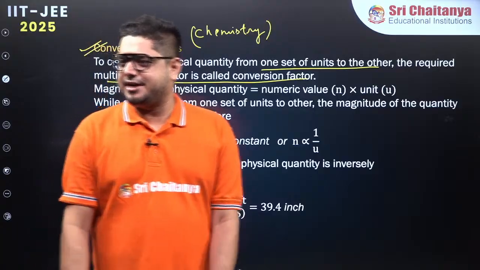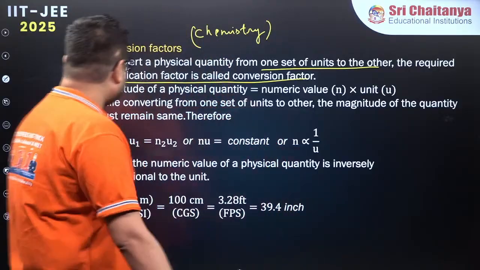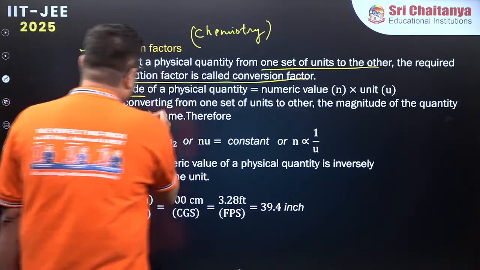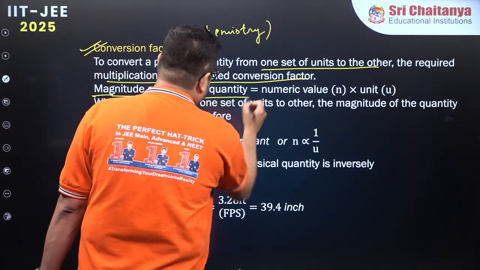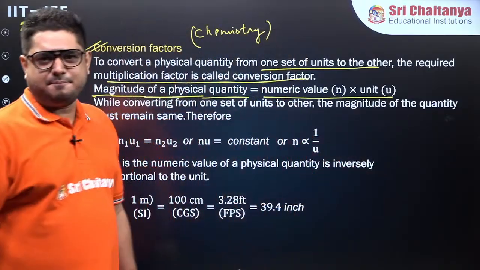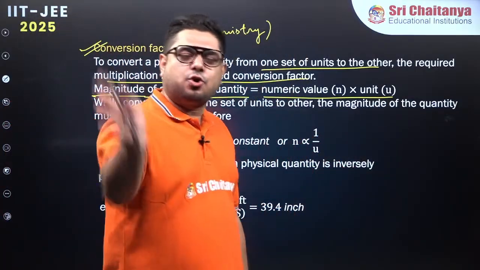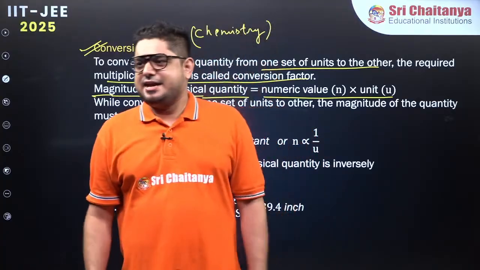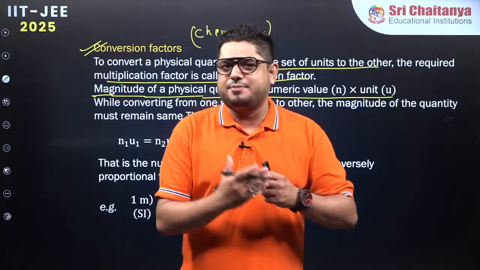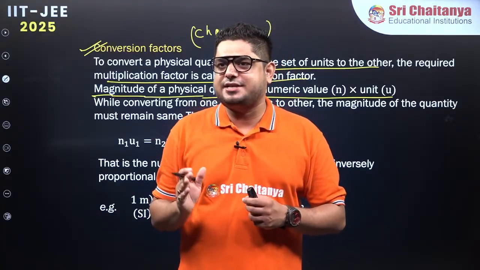Okay, Varshit Reddy, great to hear it. So now you can see what we have to do, magnitude is the most important thing. Magnitude of a physical quantity is equivalent to numerical value into unit. Okay, magnitude is going to be constant. Always remember one thing, if I try to perform the conversion, this magnitude is going to be constant. It's not going to be changing anyone.